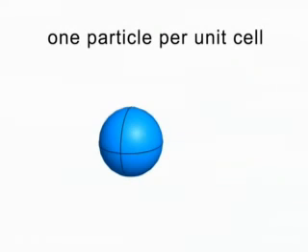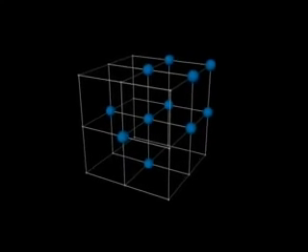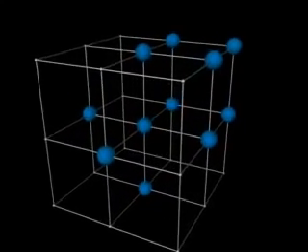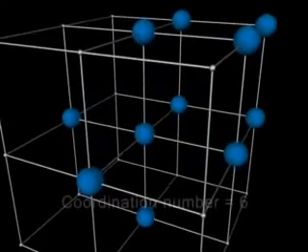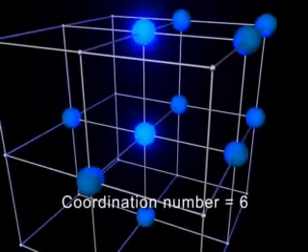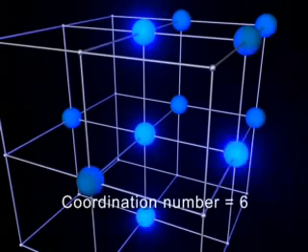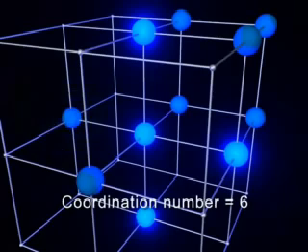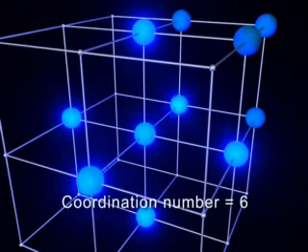A key feature of a crystal structure is its coordination number, the number of the nearest neighbors surrounding each particle. In a simple cubic array, any given particle has a neighboring particle above, below, to the right, to the left, in front, and in back of it for a total of 6 nearest neighbors.